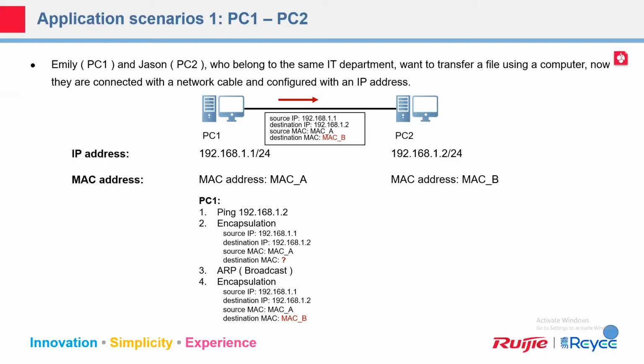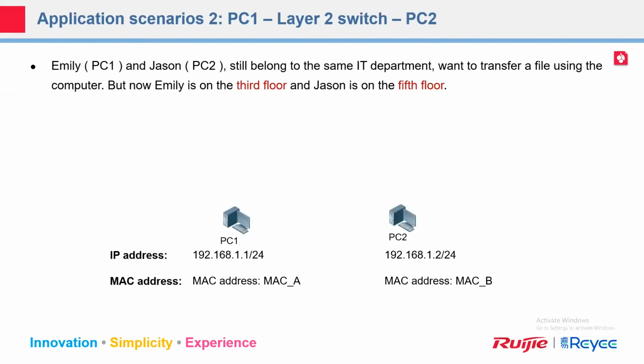So later in our real network, maybe the topology is a little more complex, something like this one. Also, my PC wants to communicate with my colleague Jason's PC too. We're still within the same IT department, and we want to transfer a file using the computer. But now the difference is my computer is on the 3rd floor, but Jason is on the 5th floor.